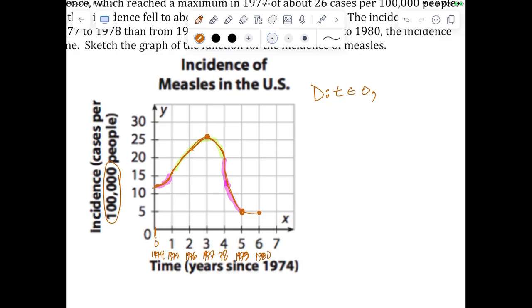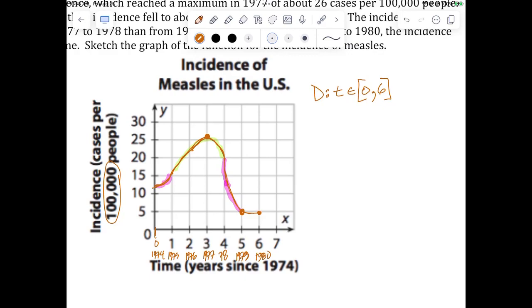The graph goes out to 7, but do we want to go out to 7 if the data only goes to 1980? No, 1980 only goes to 6. So sometimes you're not going to use all the graph. So our domain goes from 0 to 6. And of course, we're going to put brackets there because we're going to include them.